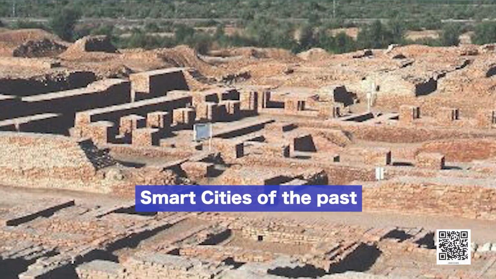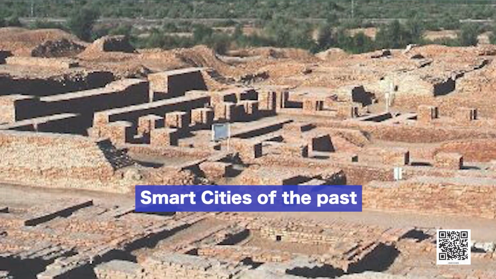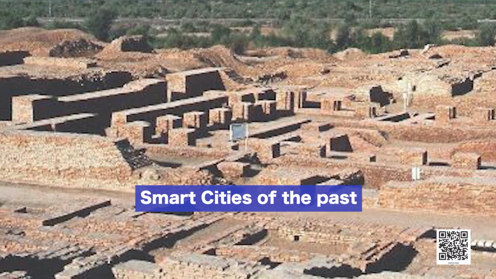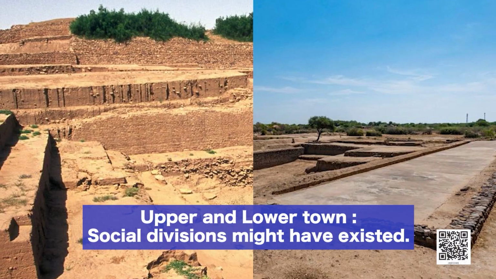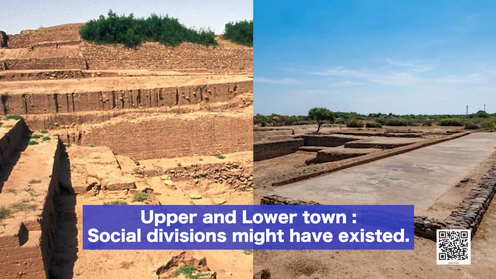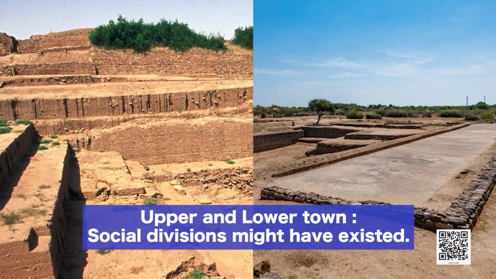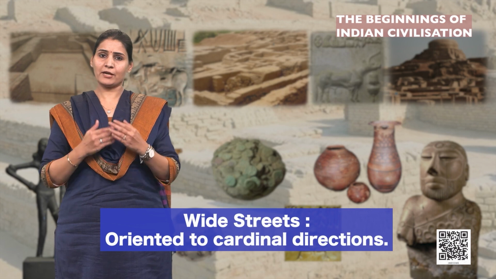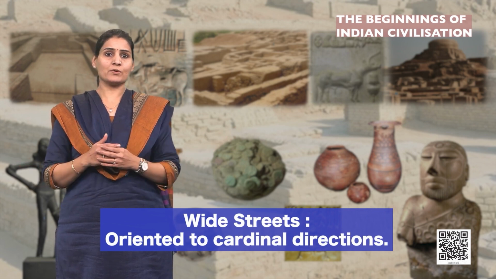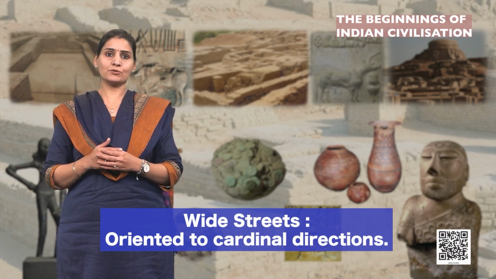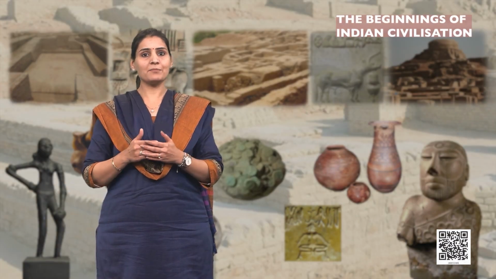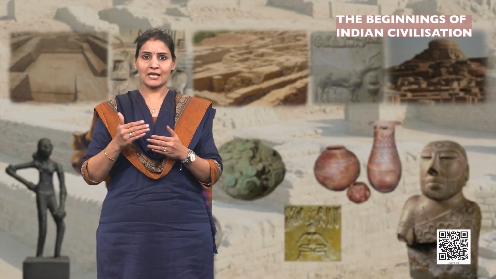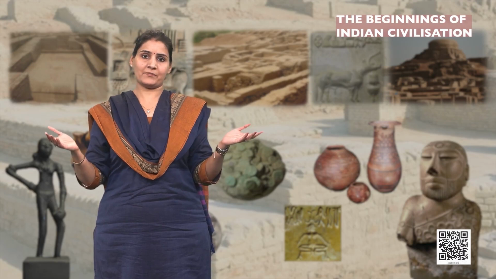Most cities were surrounded by fortifications, and they had two main areas. The upper town, that might be for the wealthy or the high layer of society, and the lower town, that might be for ordinary people. They had wide streets, and these were often oriented to the cardinal direction. Cardinal direction means facing the main direction north, south, east, and west.